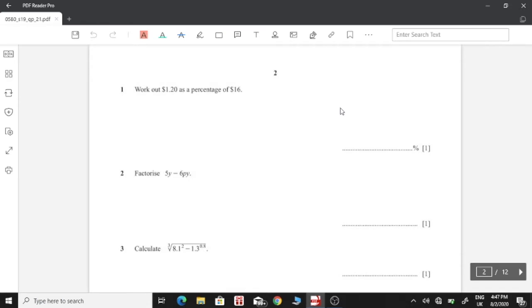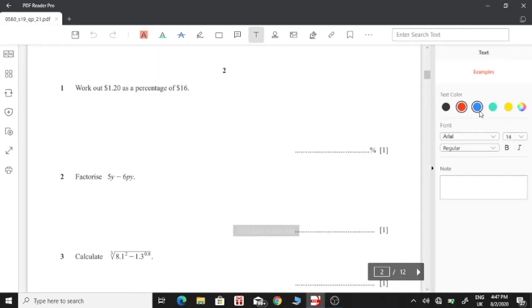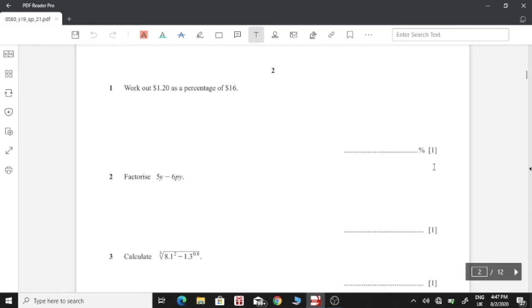Starting with question number 1, work out 1.20 as a percentage of $16. So we're going to have to divide 1.20 by 16 and then multiply the whole figure by 100. So this is written as 1.2. We get the answer as 7.5.